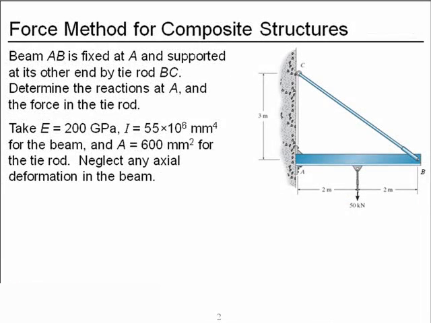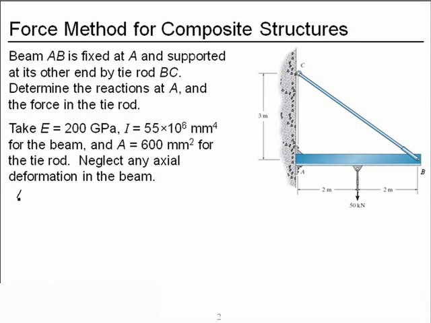And here's our composite structure. We have a beam cantilevered from the wall, and at the far end, B, it's supported by a rod. We're to find the reactions at A and the force in the tie rod. Both pieces of the composite structure are made of steel, so we have the modulus of elasticity, we have the moment of inertia for the beam, and we have the cross-sectional area for the tie rod. Since the cross-sectional area of the beam will be much larger than that of the tie rod, we're going to neglect any axial deformation in the beam.